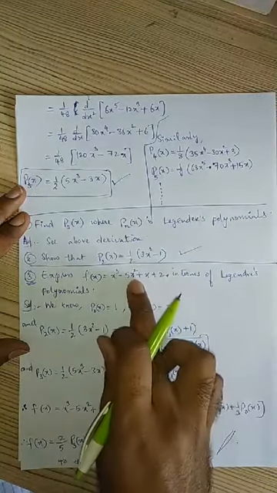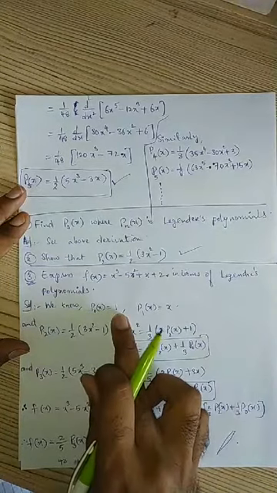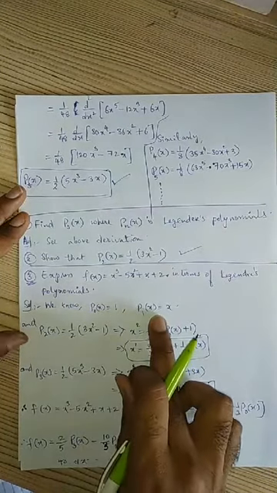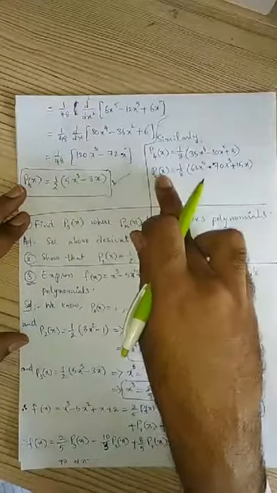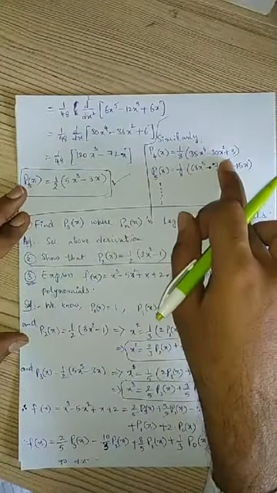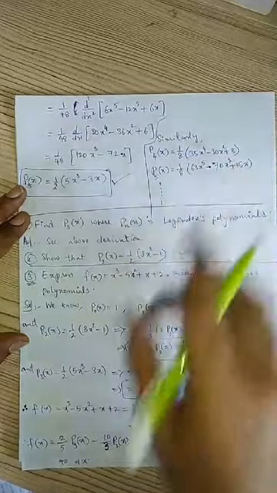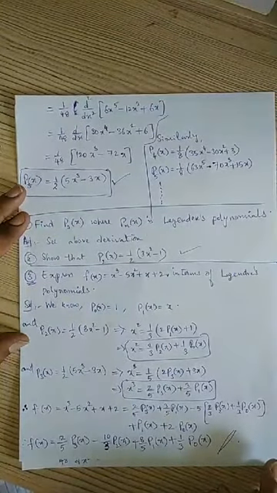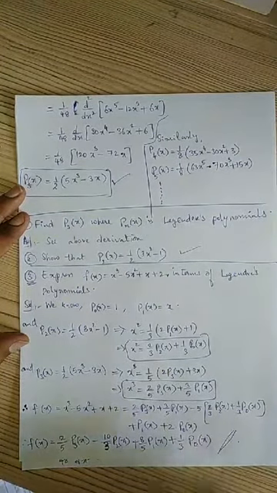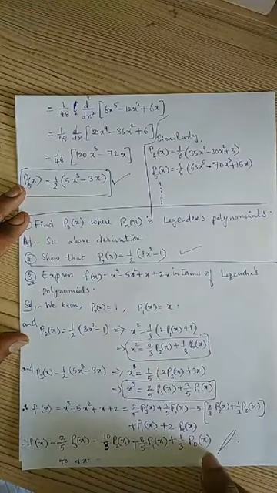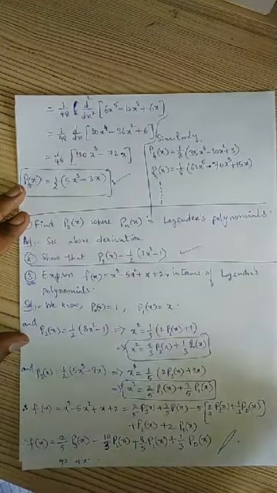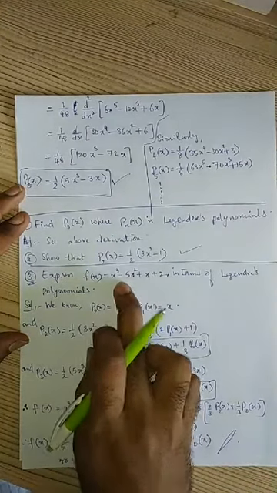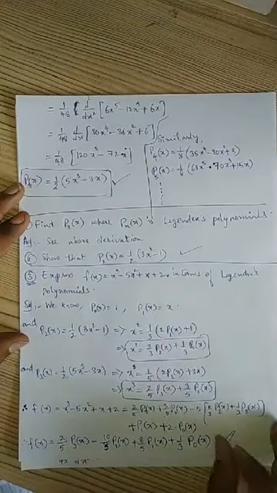So if P0 is given, you have to replace P0 with 1. If P1 is given, replace P1 with x, P2 with this, P3 with this, and P4, P5 also if given. Then you have to remember these also, replace that with these and simplify, and you will get an expression in x form, right? So vice versa, this conversion may be asked for 2 marks, from any function to Legendre's polynomial and from Legendre's polynomial to any function in x, right? These conversions may be asked.